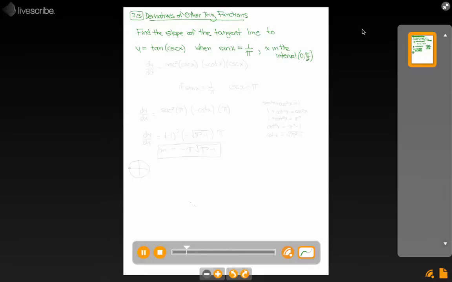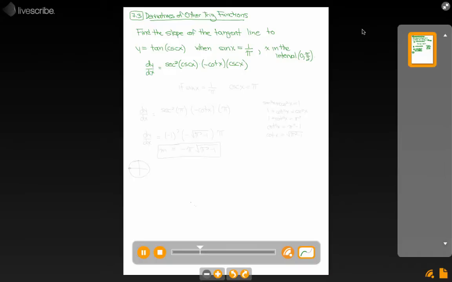So the first thing we want to do, slope of the tangent line, I better take the derivative. It is a chain rule derivative. The derivative of tan is secant squared, so I've got secant squared of cosecant x times the derivative of cosecant x, which is negative cotangent x times cosecant x. So kind of a big, ugly looking derivative.